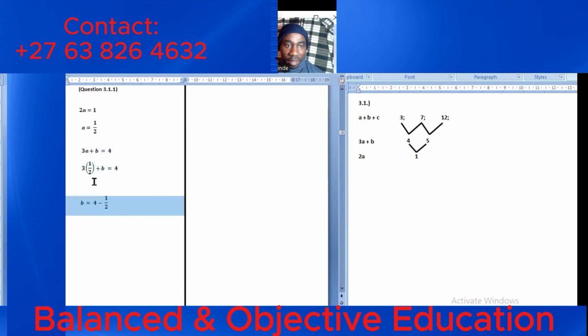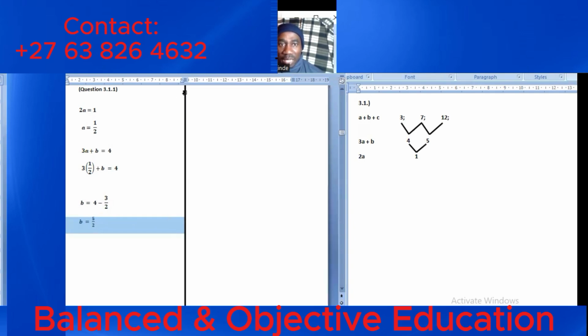So here, 3 multiplied by half is 3 over 2. So we move that 3 over 2 to the other side. So we have 4 minus 3 over 2. So 4 minus 3 over 2 is 5 over 2, right? So 3 over 2 is the same as 1.5. So 4 minus 1.5 is 2.5, which is 5 over 2.